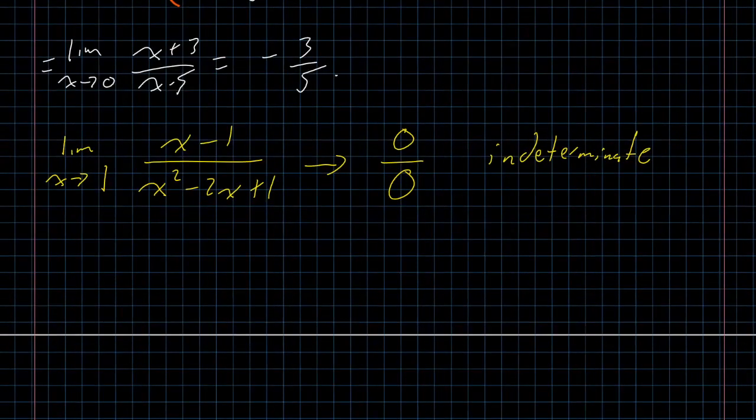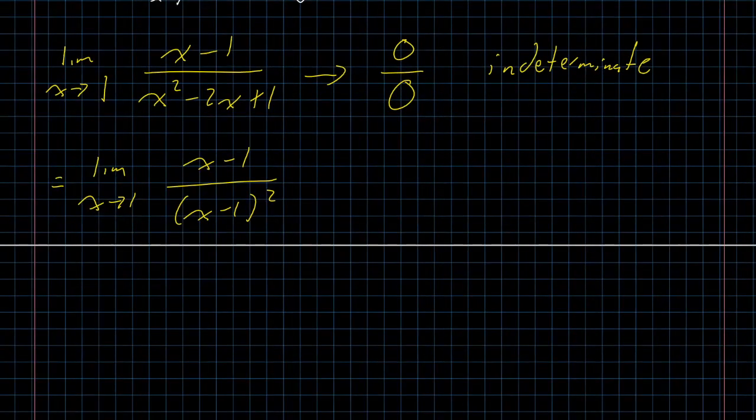And so we factor the numerator, we factor the denominator. In this particular case, the numerator doesn't really factor. But that denominator is x minus 1 squared. So one of the factors of x minus 1 in the denominator cancels out the factor of x minus 1 in the numerator, and this becomes 1 over x minus 1.